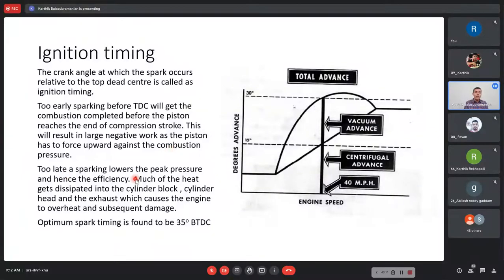Too late sparking lowers the peak pressure. You will not get very high pressure of the charge. By the time the piston has started moving down, the pressure inside the cylinder has come down, and then if you give ignition, the efficiency will go down, you will not get as much power. So much of the heat gets dissipated into the cylinder block rather than getting utilized in pushing the piston down. Right? So this can even lead to overheating and subsequent damage of the cylinder.